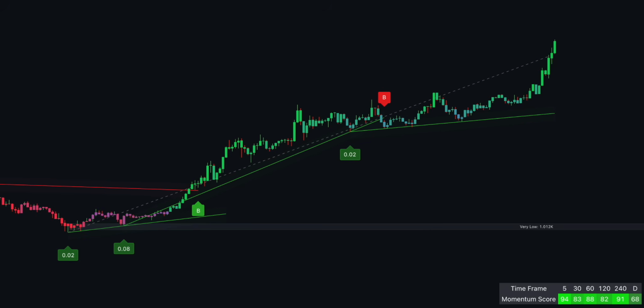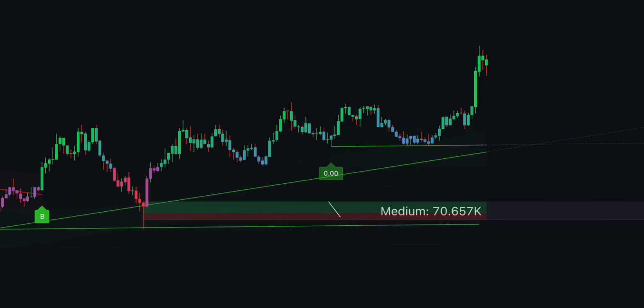You can use the dashboard to confirm trends across different time frames. For instance, if an asset shows high momentum scores across short, medium, and long-term timeframes, it might indicate a strong and consistent bullish trend. The third indicator feature that will be used in this strategy is volumetric order blocks.